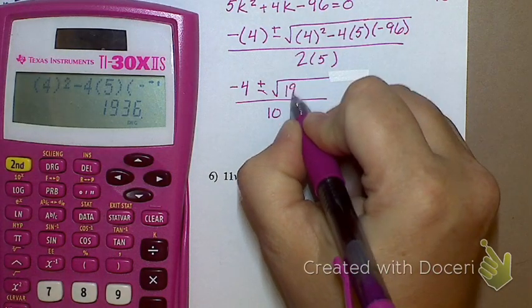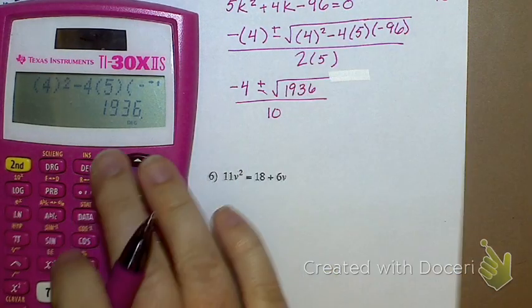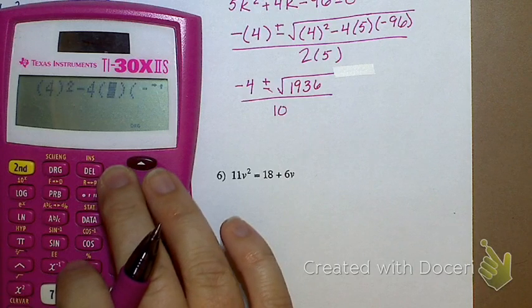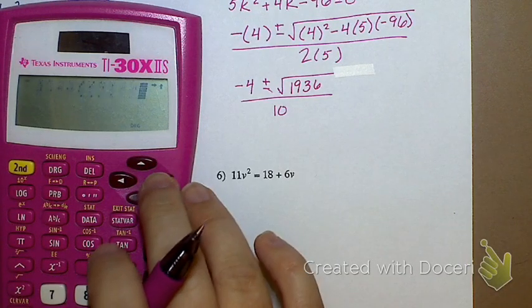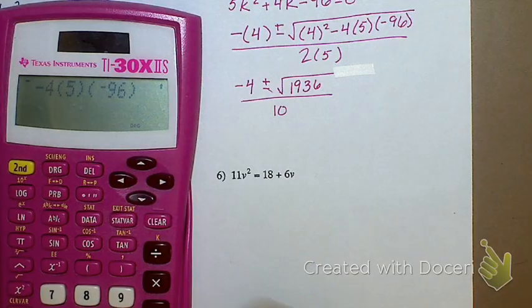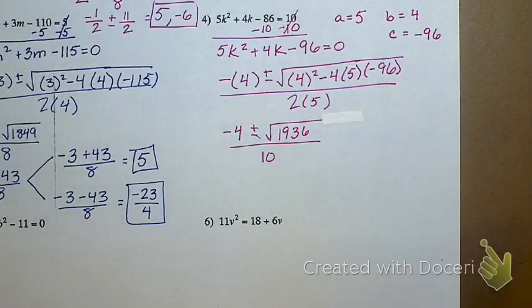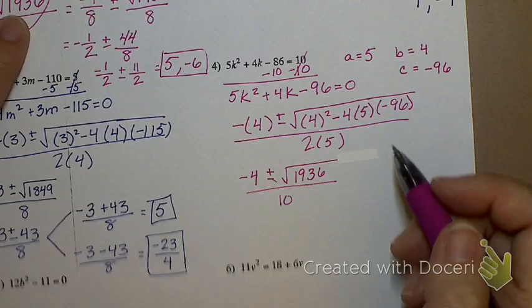1936. I got 1924. Oh, crud. Oh, dear. I probably did it wrong. 4 squared minus 4 times 5 times negative 96. Can anyone else concur with my answer? I can. You can. Awesome. Did we do 1936? We did. Do you remember this?